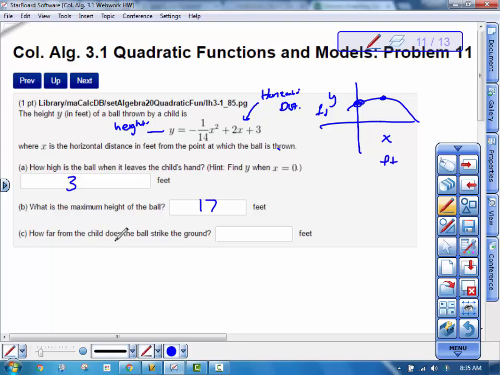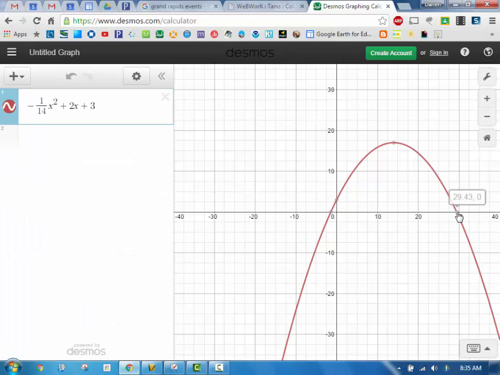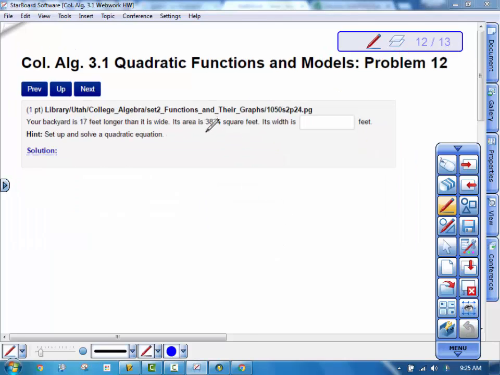And how far from the child does the ball strike the ground? That's this point right here. And once again, I'll just find that on decimals. Obviously, I could also find that algebraically by plugging in 0 for y and solving this with the quadratic formula, or it's not going to factor, so I'd have to use the graphing calculator in that case. I'll use decimals though to find out when it hits the ground. It hits the ground at 29.43 feet in the x. So how far would be 29.43?